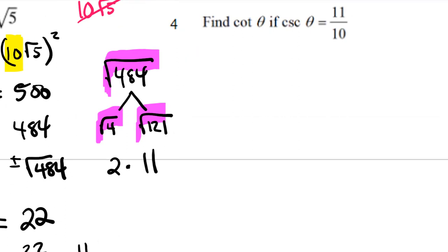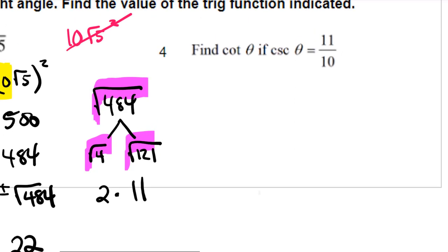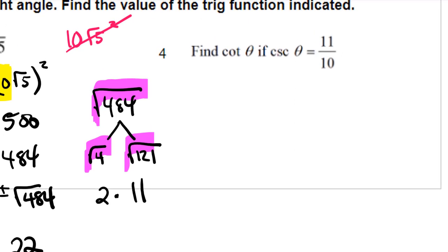Now, in example 4, we got to find cotangent. And cotangent of theta is what we have to find if we're given the cosecant of theta being this ratio of 11 over 10. So cosecant, again, is going to be the relationship that goes with the reciprocal of sine. So sine was opposite over hypotenuse, so cosecant is going to be hypotenuse over opposite. Okay, so the hypotenuse over opposite.